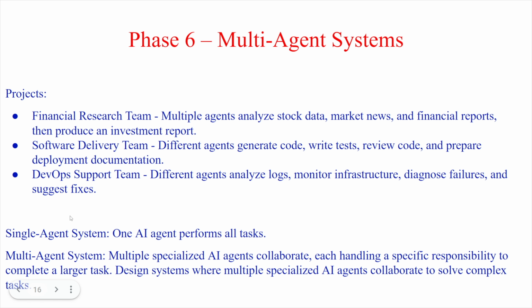So in phase 5, you understand how to create a single agent system. Now with phase 6, you will have a multi-agent system where each agent is specialized to collaborate and handle a specific responsibility to complete a bigger and complex task. So it designs systems where multiple specialized agents collaborate to solve a bigger problem. That's phase 6 for you.